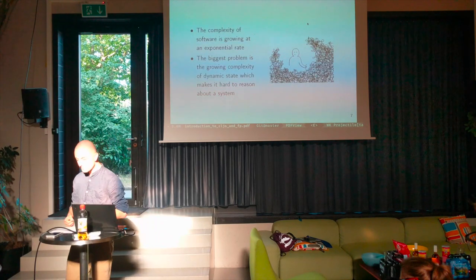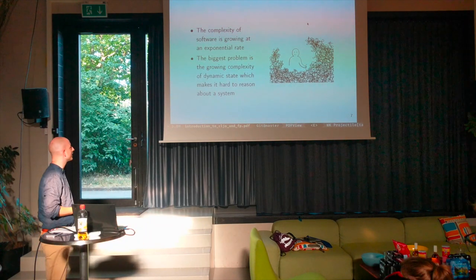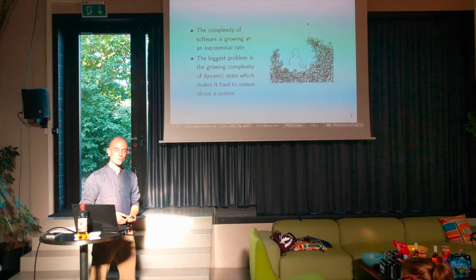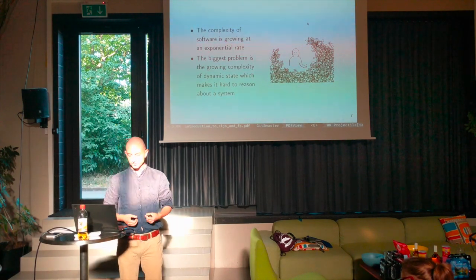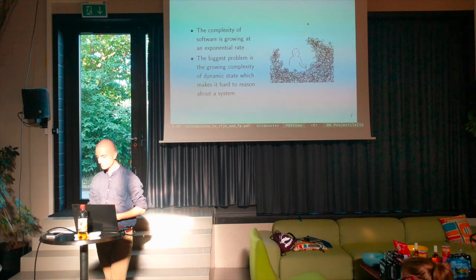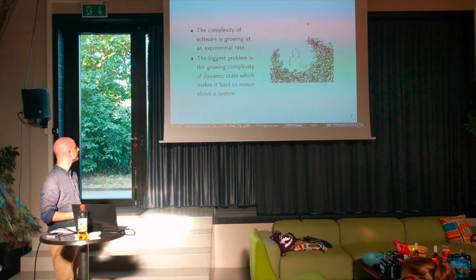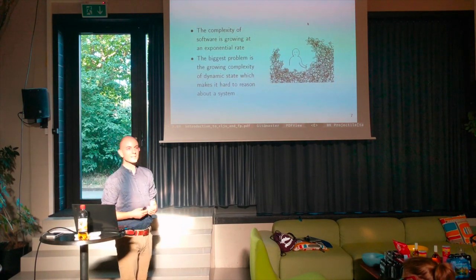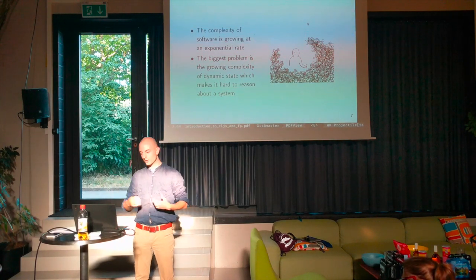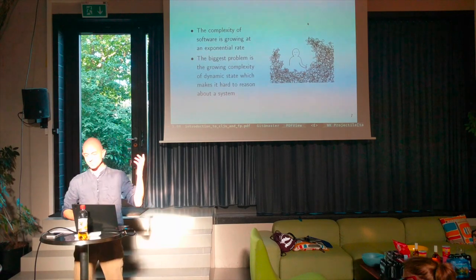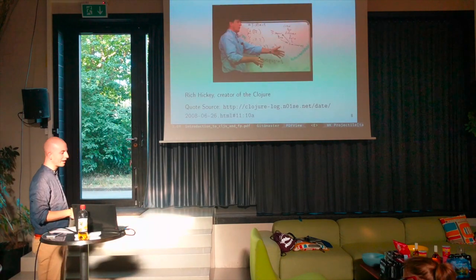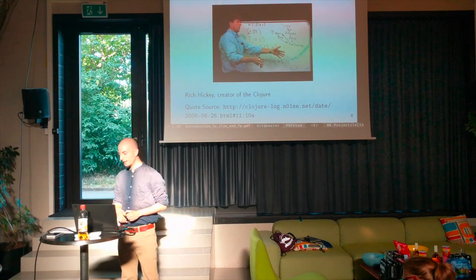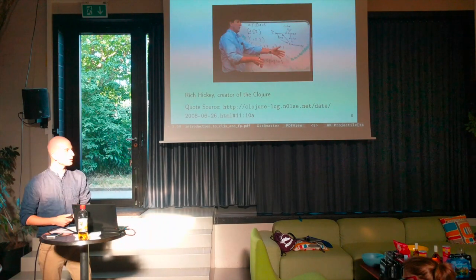So my problem proposition is the biggest problem today is growing complexity of dynamic state, because applications are doing more and more, and they are always stateful, so there's some information in the system about the current behavior, and this makes it very hard to reason about the system, because state usually is implicit. You cannot see it within the code, because, well, at runtime there's stuff happening, right? There might be a database or whatever connected, and you don't have it available at software developer time.